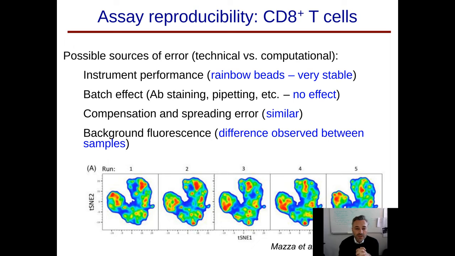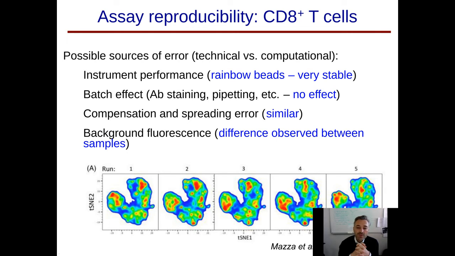We thought about the batch effect, like antibody staining or pipetting, but we didn't really see any effect, because we didn't see changes in the expression of the different proteins. Also, the staining was correct. Obviously, compensation. We have talked about compensation before. Compensation and spreading error, which we knew is very important when we developed panels, was similar across the 5 different experiments. But we realized that background fluorescence was different across the different experiments for some of the antigens.